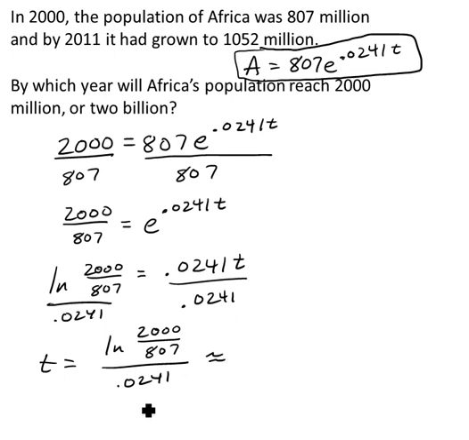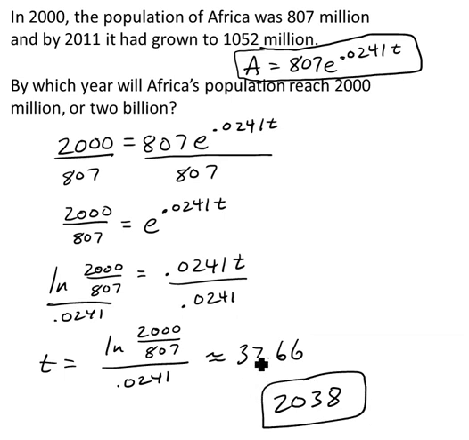So we'll punch that in our calculator. And that comes out to about 37.66 to 2 decimal places. And keep in mind that t is the number of years since 2000. So by which year will the population reach 2,000 million? That would come to approximately 38 years after 2000, or in the year 2038. So we'd want to go up to that next year.